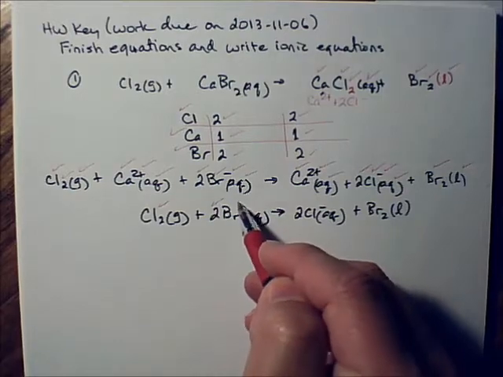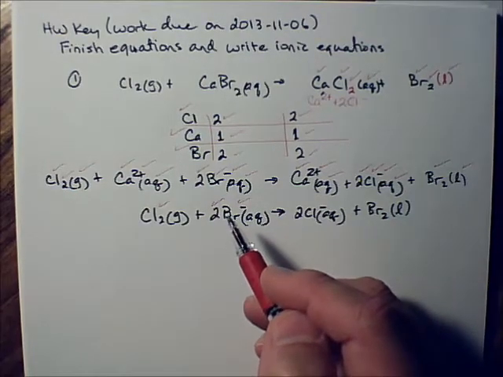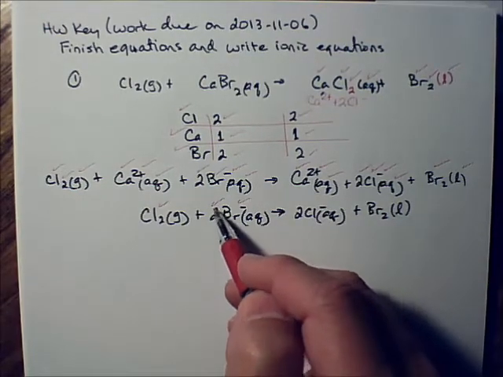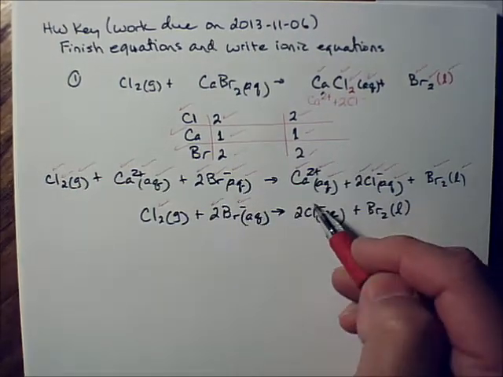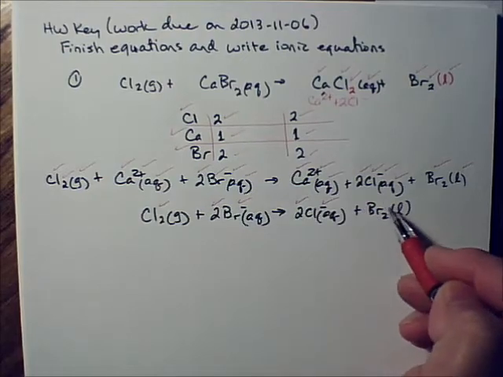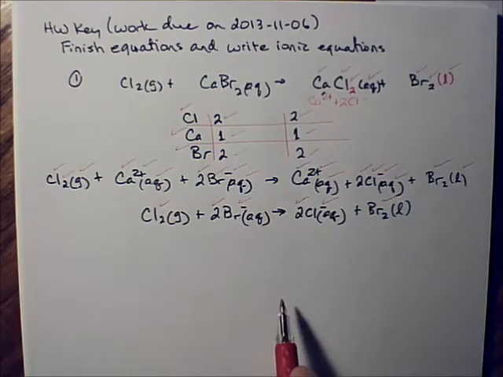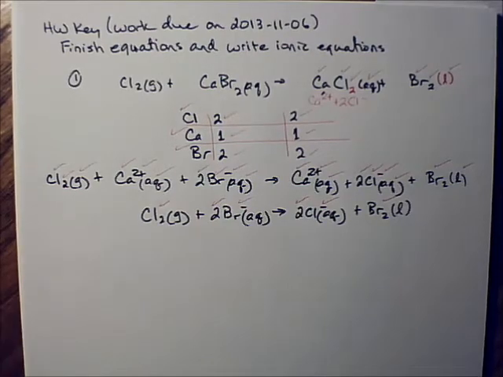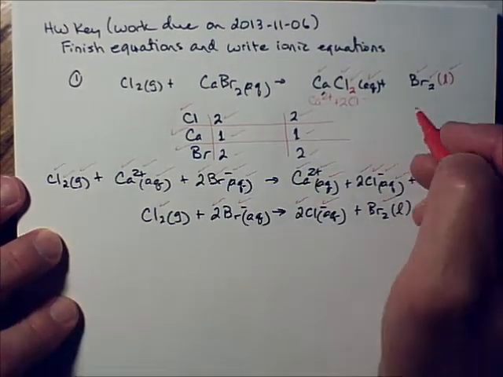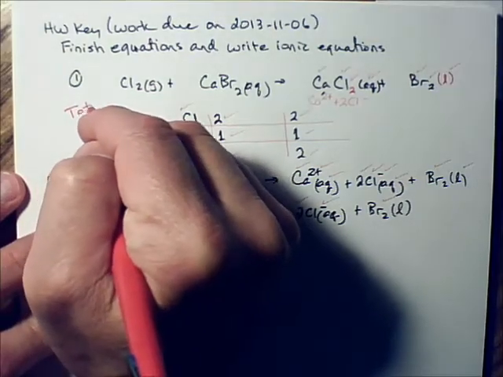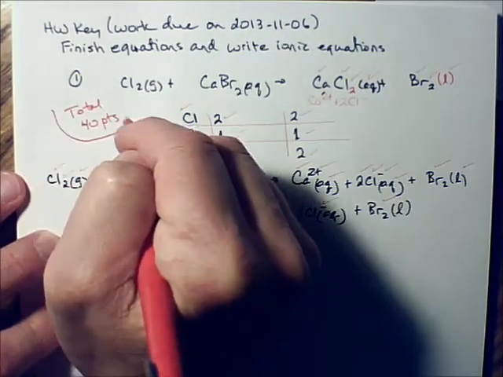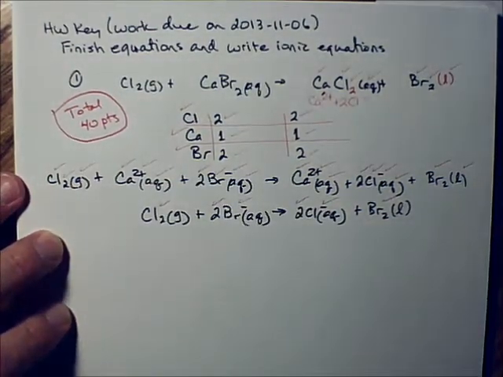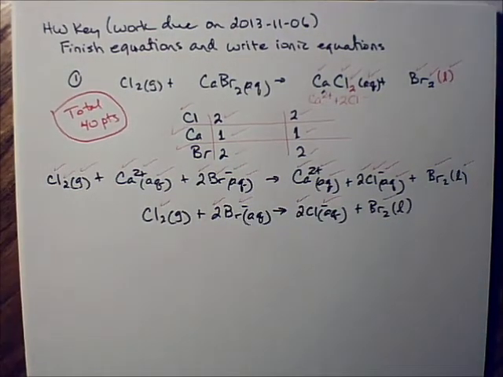I'm going to give you 2 points for this one because it's important that you have the coefficient there. One point is for the coefficient, the other is for the rest of the ion symbol. The same here, coefficient, ion symbol, and then that's for the whole Br2 liquid. Okay? So the whole thing is worth a total of 40 points. And those aren't percentage points, those are just points. Okay?